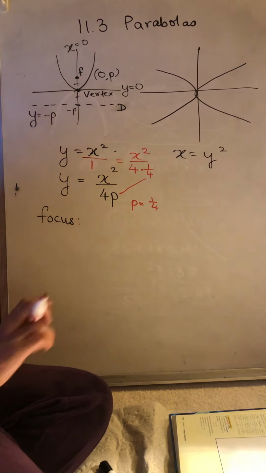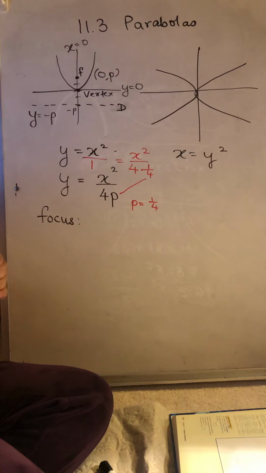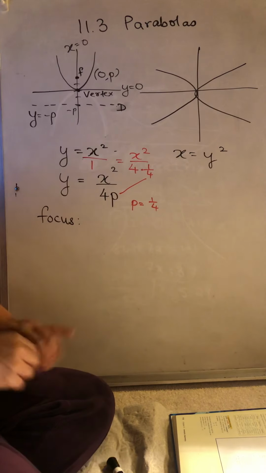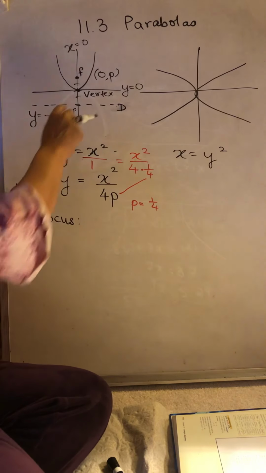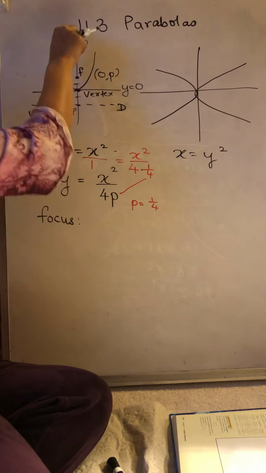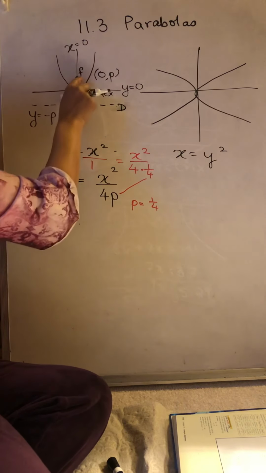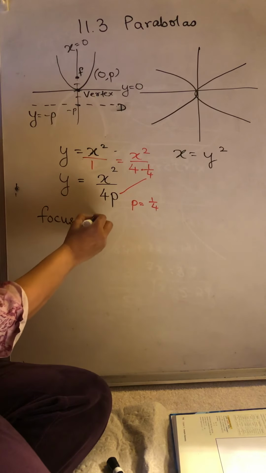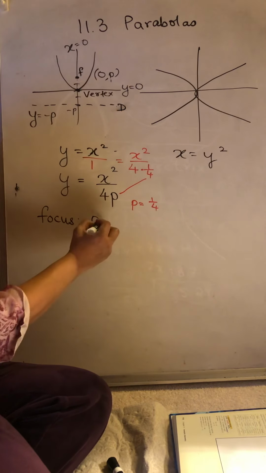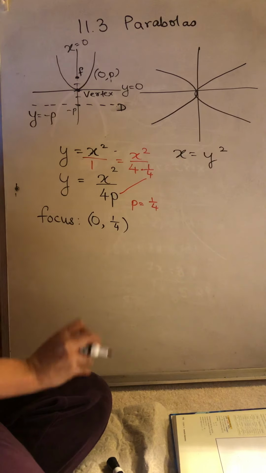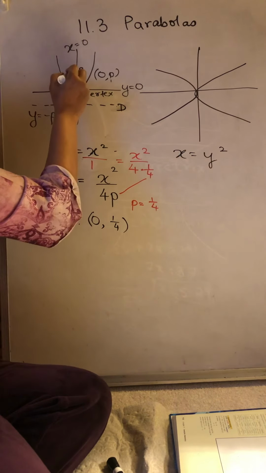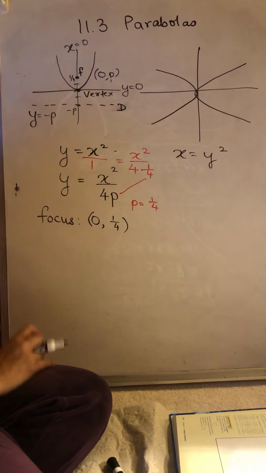Which means what is my focus going to be? Now you have to always keep in mind, this parabola is opening up and down. So what's the focus going to be? It's going to be on the y-axis, which means x has to be 0. The focus is (0, p). So the focus is (0, 1/4). So this point here is 1/4.